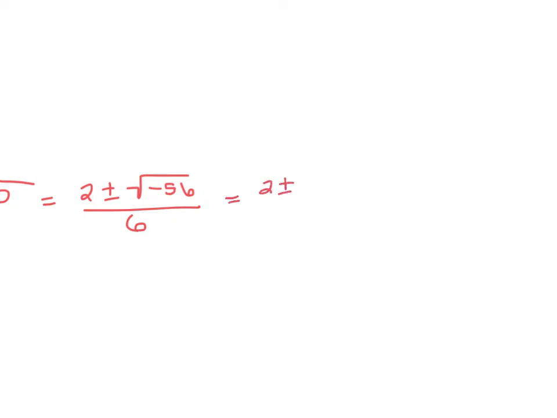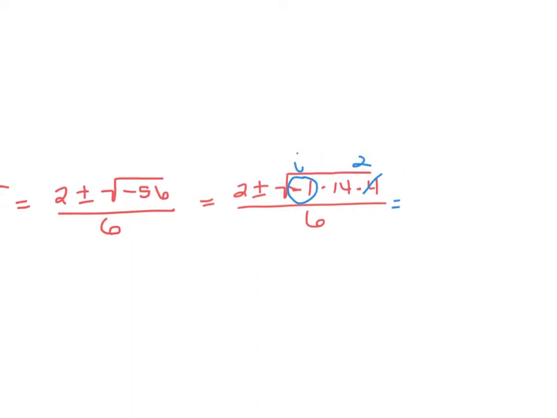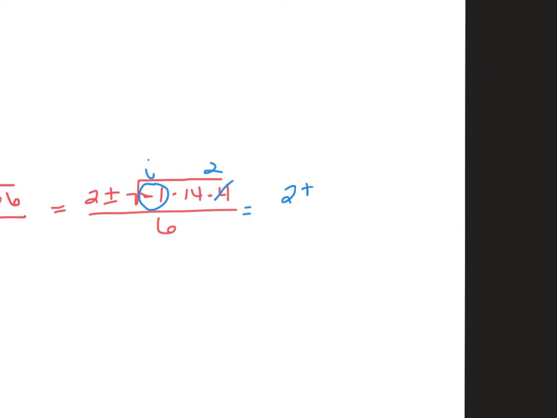I have 2 plus or minus. I see there's a negative underneath there, so it's a -1. And then 56, I can break that up into 14 times 4, because 4 is a perfect square, over 6. So I take this -1 out, and it becomes an i. The square root of 4 is 2. So I am left with 2 plus or minus 2i root 14 over 6.